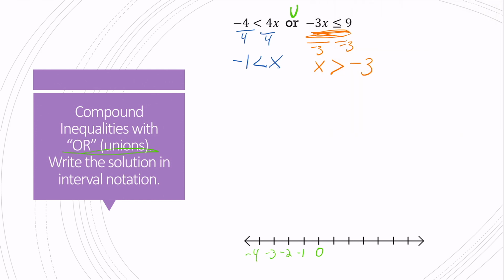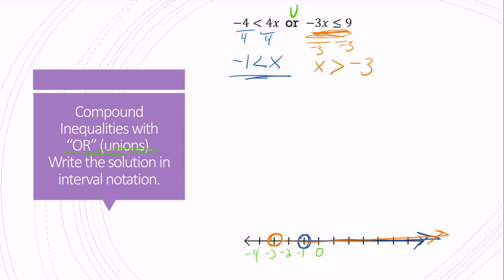Okay, so here I have x is greater than negative 1. So negative 1 is less than x. Negative 1 is not included. X has to be greater than it, so I shade to the right. Here I have x is greater than negative 3. So I have negative 3, but it's not included. Greater, so I shade to the right.